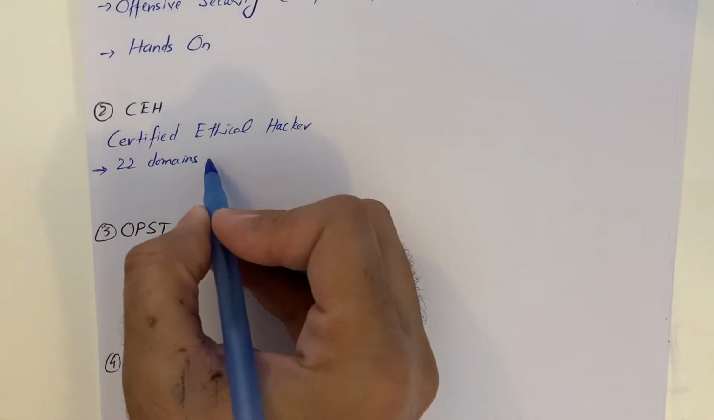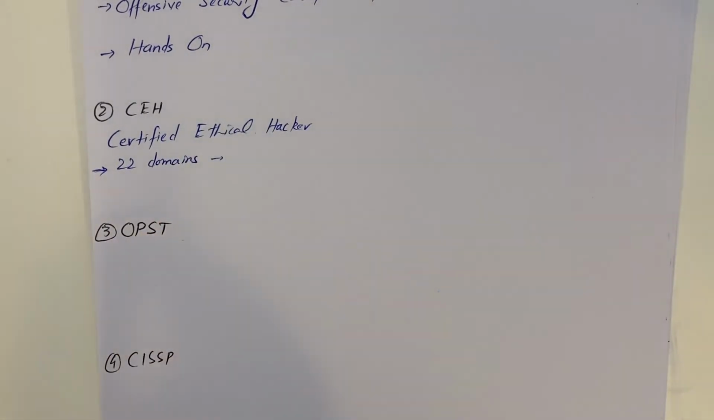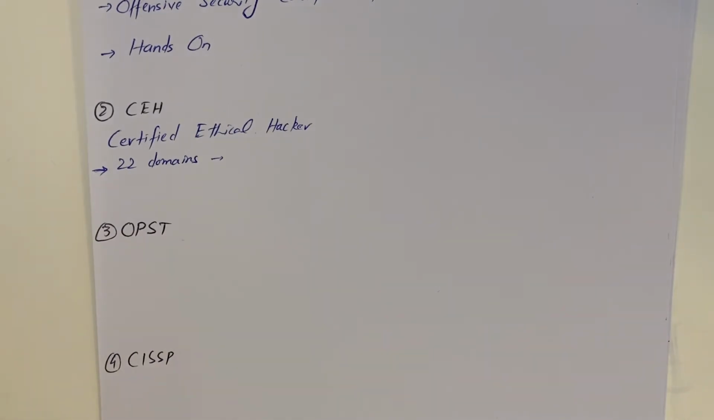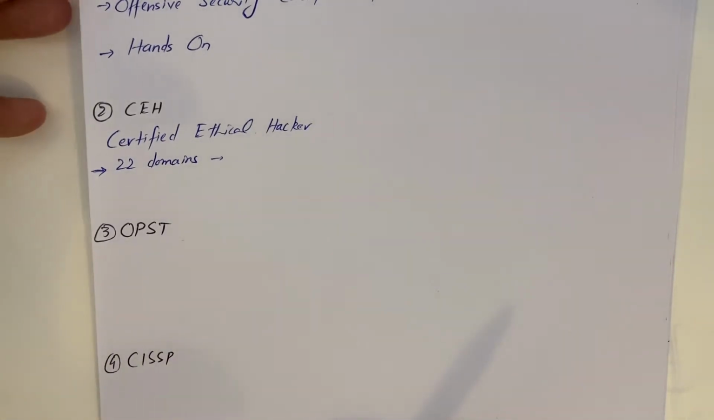Let me just tell you: the legal issues, footprinting, scanning, all the hacking stuff like sniffing, DOS attacks, web application attacks, SQL injection, stuff like that. All the security-related stuff will be right here. And our book is based on CEH, and specifically those 22 domains are discussed in detail.